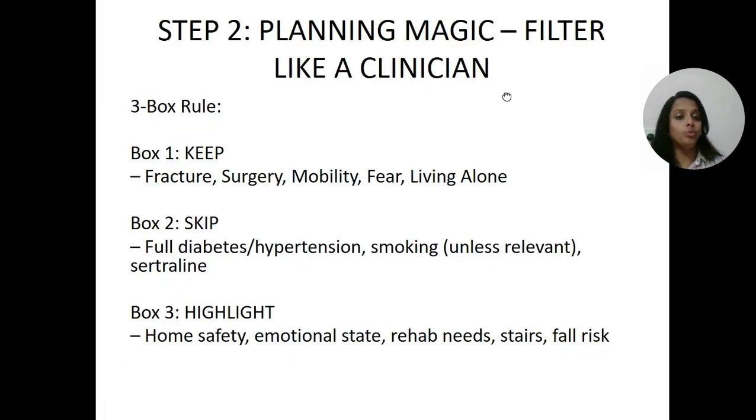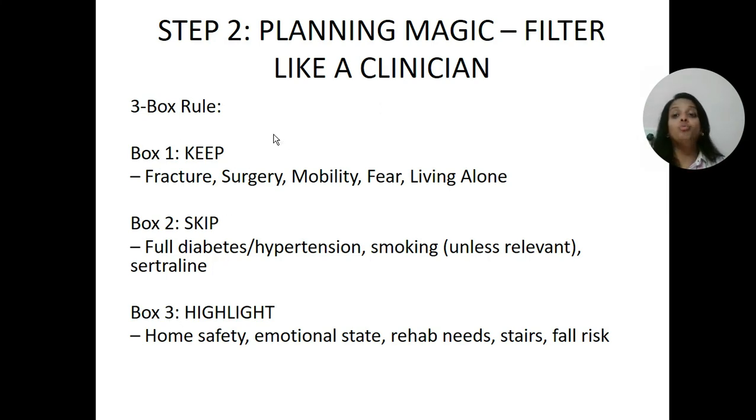Now, before moving on to the writing, there is one more thing. Step two, planning magic. Filter like a clinician. So, how do you filter like a clinician? Easy. I use my three box rule. If you are ready, please make a note of it. Box 1, what to keep. So remember, we have seen fractured femur, surgery, mobility, fear, living alone. These are the things that you need to keep in your writing, and the referral reason, right?